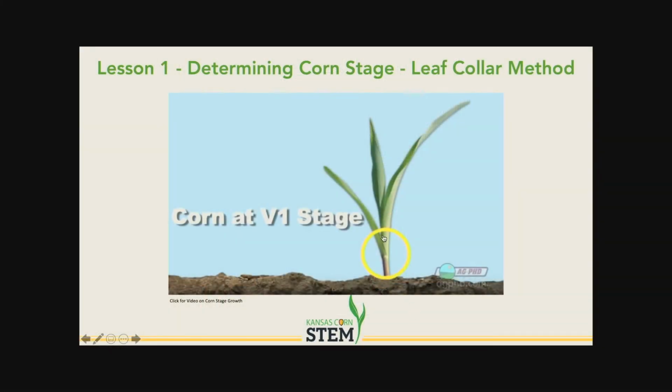So right here on this slide, we have another quick video on how we determine the growth stage of our corn plants. It's a method we use called the leaf collar method, okay?